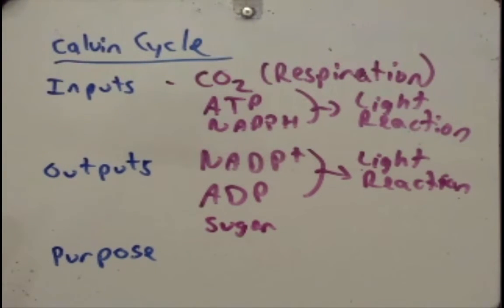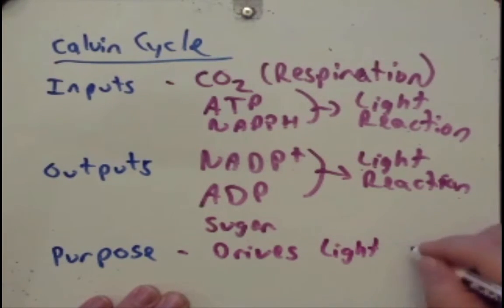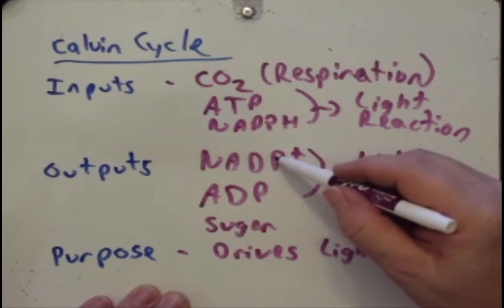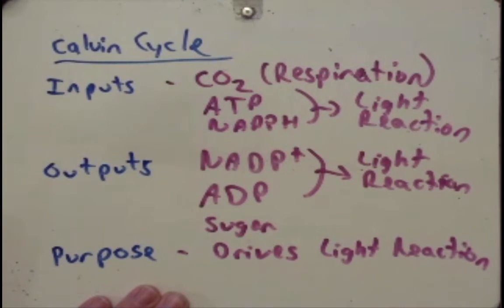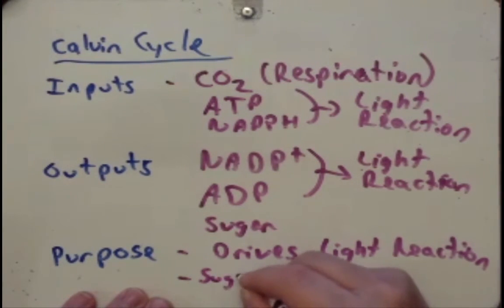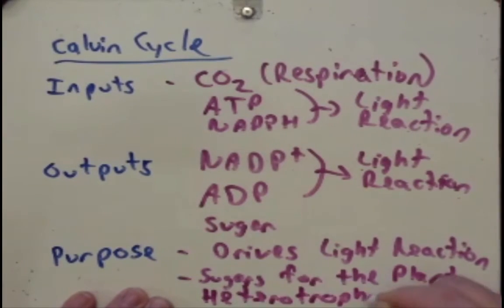So what's the purpose of the Calvin cycle? Well, just like the light reactions drove the Calvin cycle, the Calvin cycle drives the light reaction. Its products, its output, NADP plus and ADP, are necessary for the light reactions to proceed. The other is that it produces these sugars which the plant uses. So sugars for the plant or for heterotrophs that eat the plants.